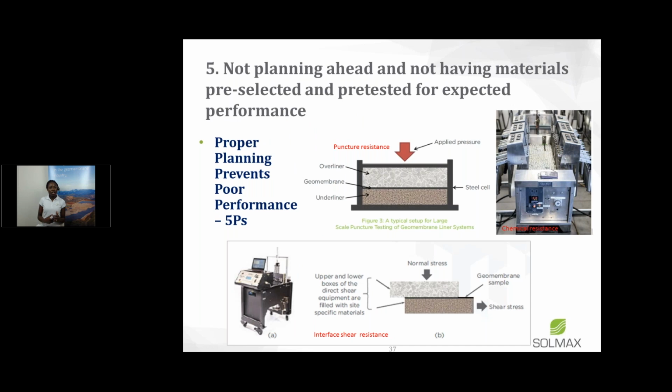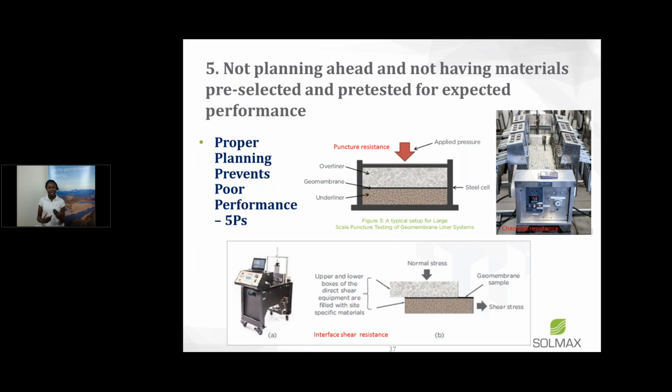Number 5, not planning ahead and not having materials pre-selected and pre-tested for expected performance. So there are 5 P's on there. Proper planning prevents poor performance. Those are 5 P's that are applicable to life. They're applicable to geomembranes as well. It's essential to have materials pre-tested and pre-selected.